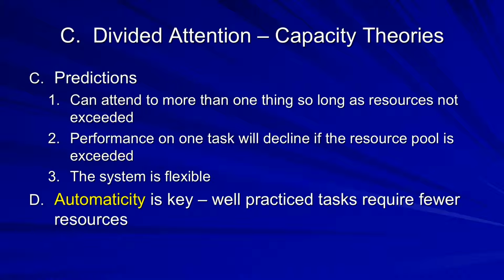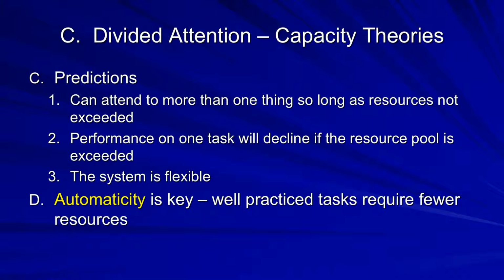Performance on one task will decline if the resource pool is exceeded. The system is flexible, but we don't have a ton of resources, and as a result, this idea of multitasking really is limited to very basic tasks. Anything that's more complicated, you can't do more than one at a time, and the performance on one task will always suffer.